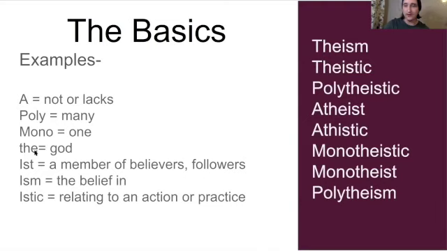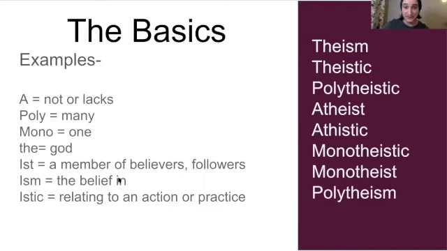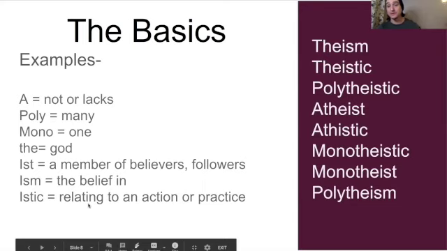I'm not saying that the word the comes from God here, but when it's in a word, it means God often, not always. Ist is a member of believers or a follower. So basically somebody that is a part of a group. Ism, the belief of. I apologize, I'll fix that when I upload this. You attach this one to different things to make it a religion itself. And then istic, meaning relating to an action or practice.